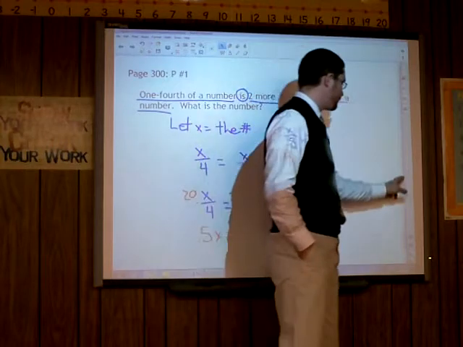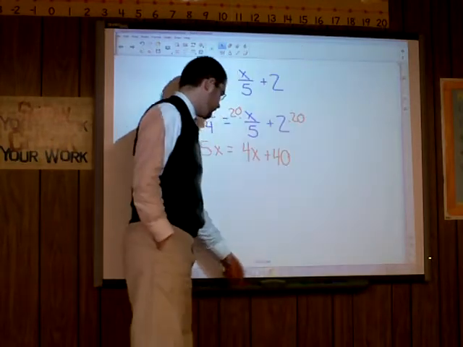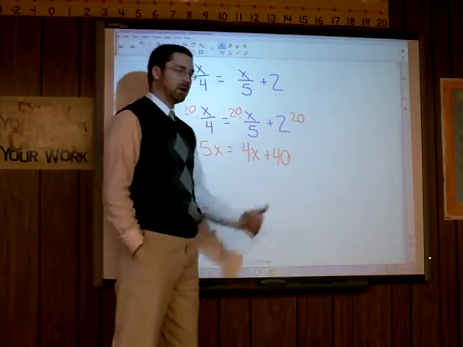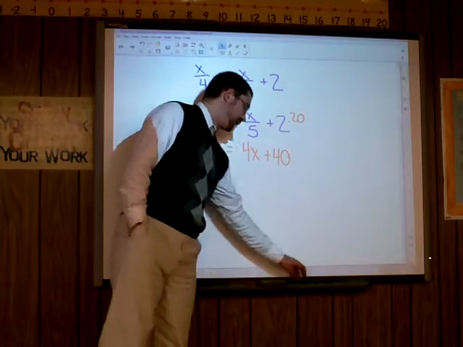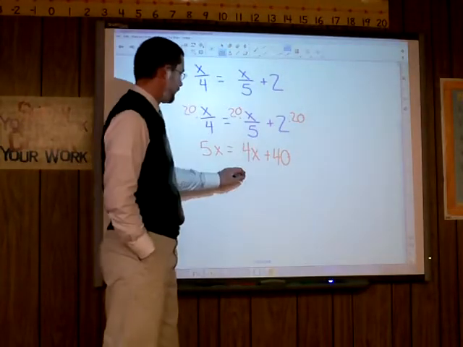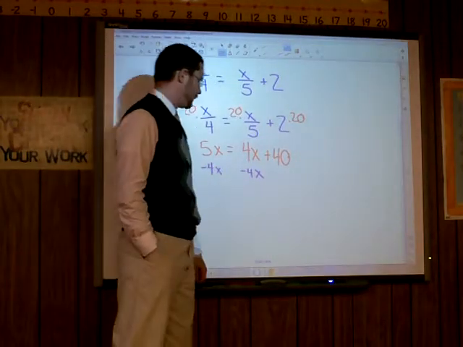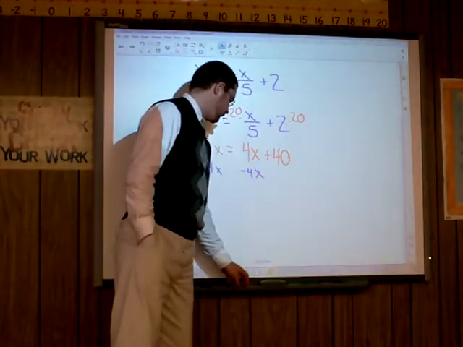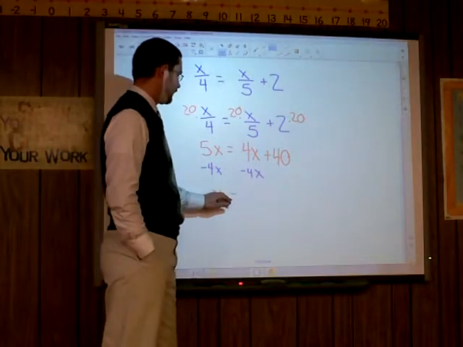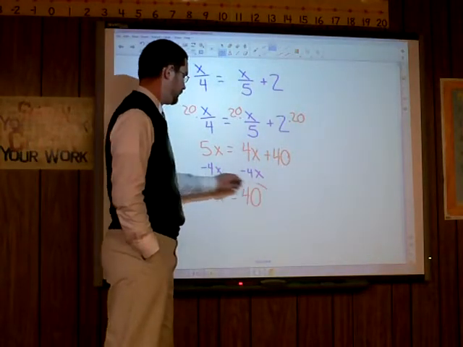Okay. So at this point, we need to get all these variables on the same side. So we'd subtract the 4x, and actually that'll finish solving it for us. Okay? We get x equal to 40.